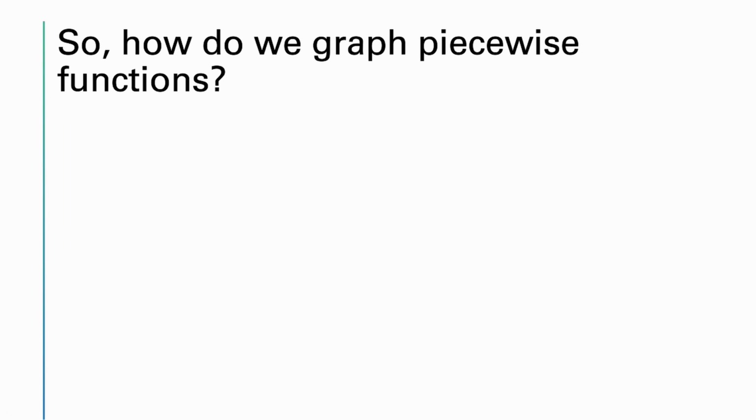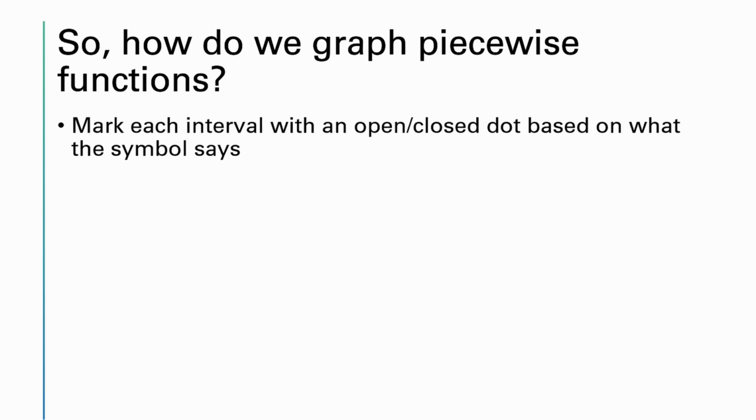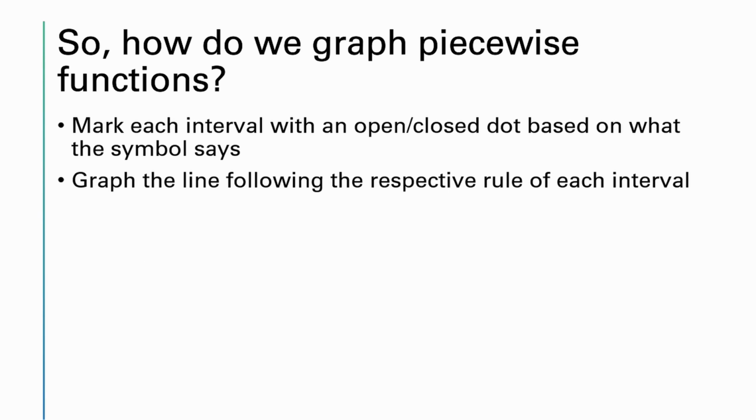So how do we graph piecewise functions? Well, we mark each interval with an open or closed dot based on what the symbol says. Again, it's like graphing the piecewise functions on the number line, like I showed you when we were evaluating piecewise functions from an equation. So that's what we do. And then we graph the line following the respective rule of each interval. So let's try the examples.